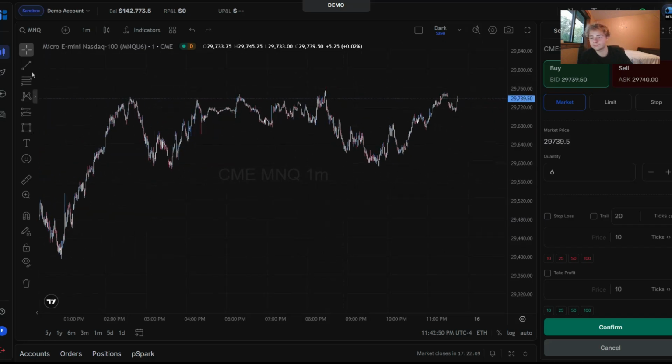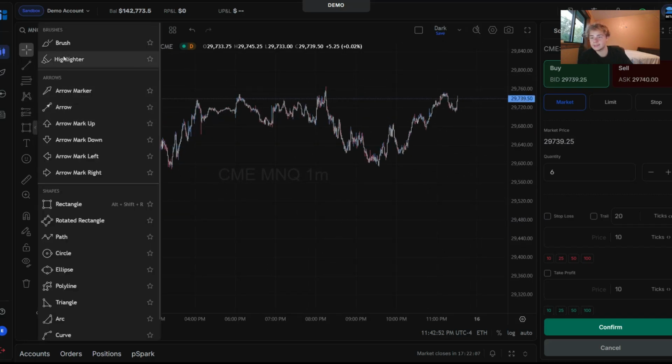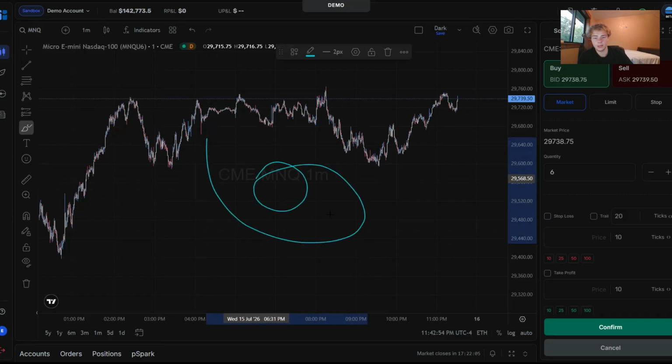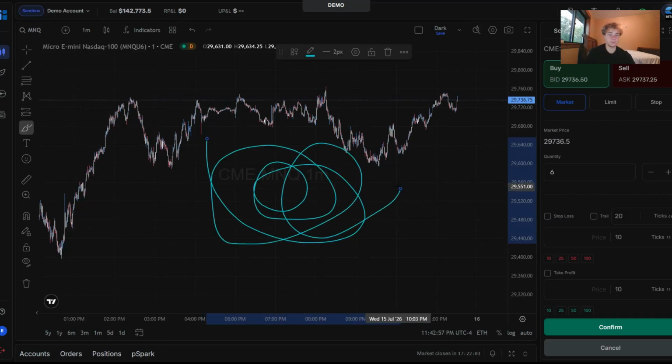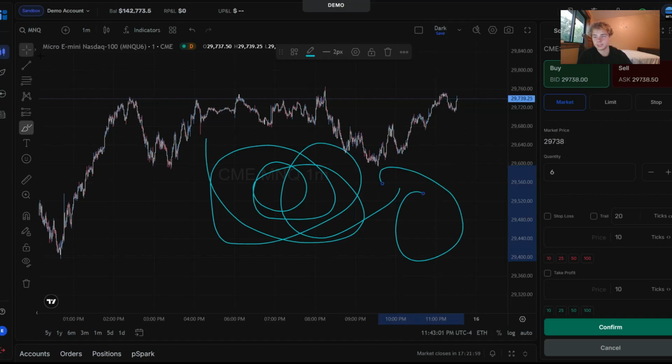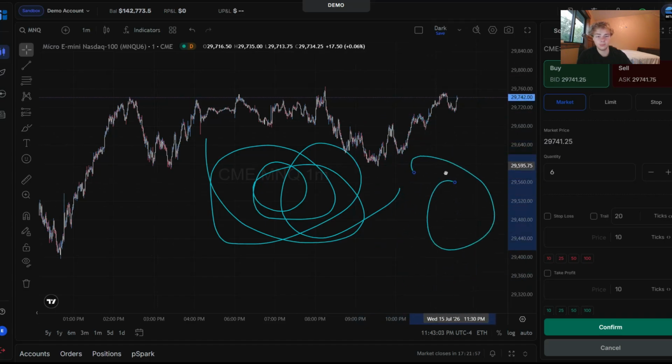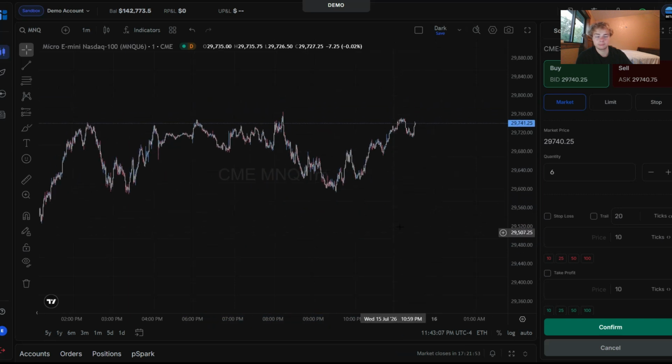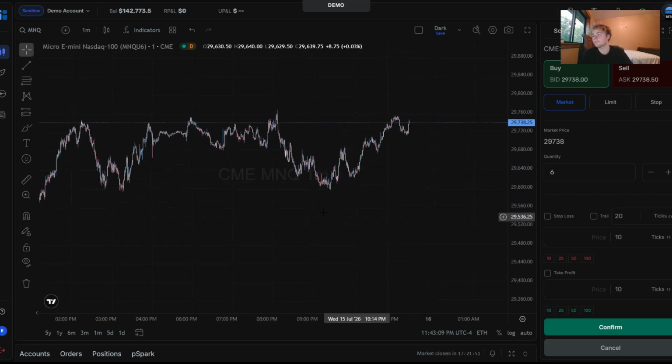Brush tool. It's right here. Pretty self-explanatory. You can just draw whatever you want, and you can move them around for whatever you want to use that for.